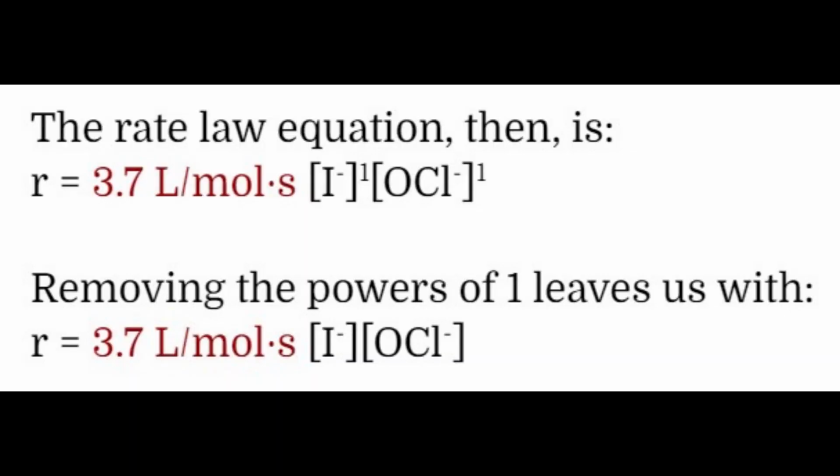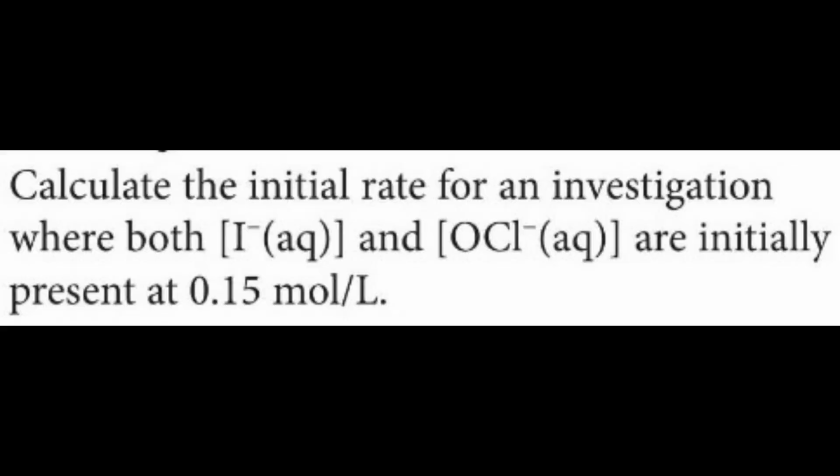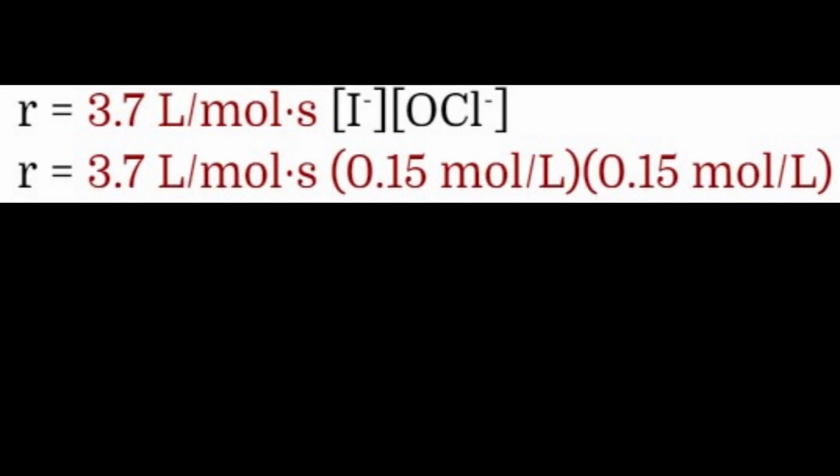We have the value, 3.7. The units is liters per mole second. Then you have your first reactant to the power of 1, and the second reactant to the power of 1. I still need to do C. So this is the whole point of doing this stuff, is to make a prediction of the future. If I have 0.15 moles per liter, I'm going to put it here. And then just multiply it.